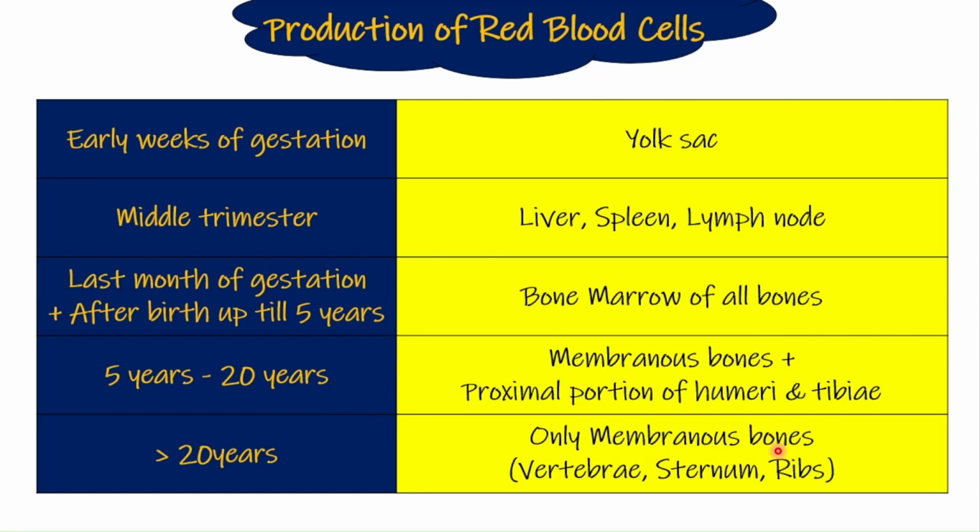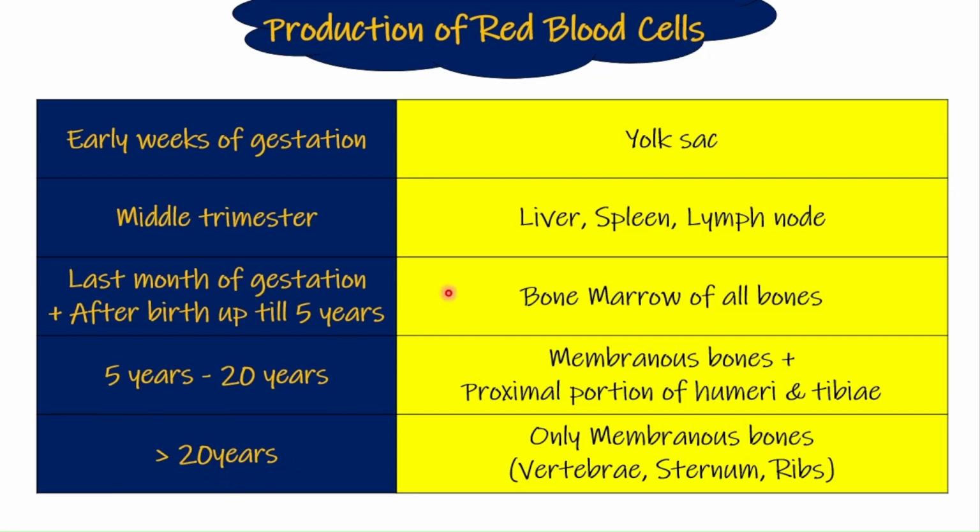So which bones exactly are the membranous bones in the body? The bones which are producing the RBCs after the age of 5, and basically solely after the age of 20, are the bones involved in the rib cage. The ribs. Now, ribs are attached behind to the vertebra, and the ribs are attached in front to the sternum. So the bones involved in the rib cage are involved in RBC production, in erythropoiesis, after the age of 5, and basically solely after the age of 20 years.